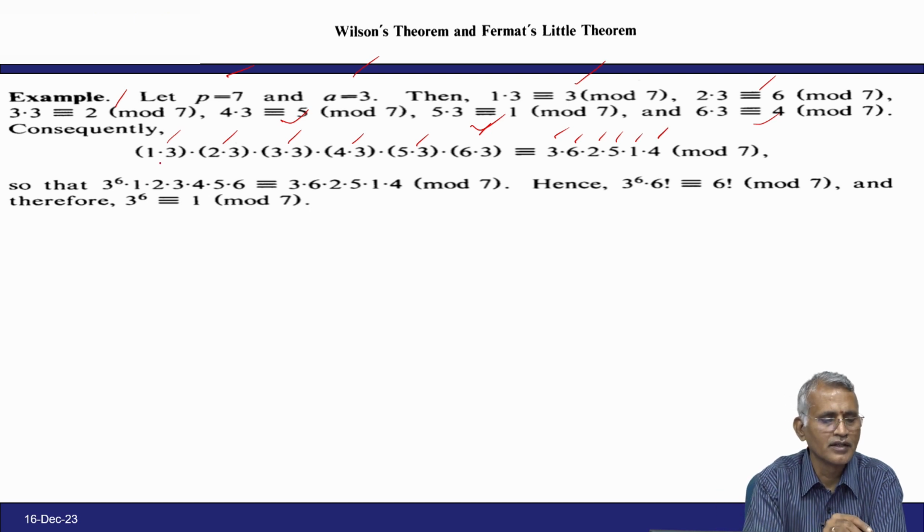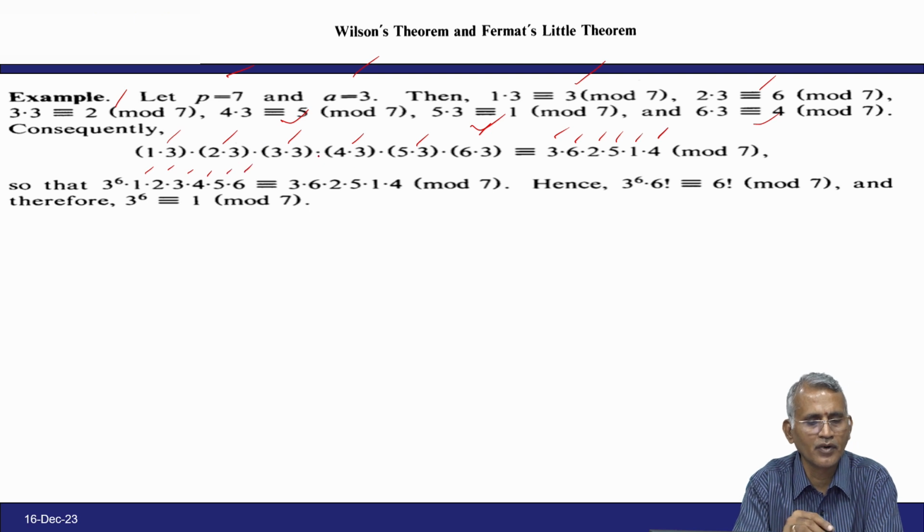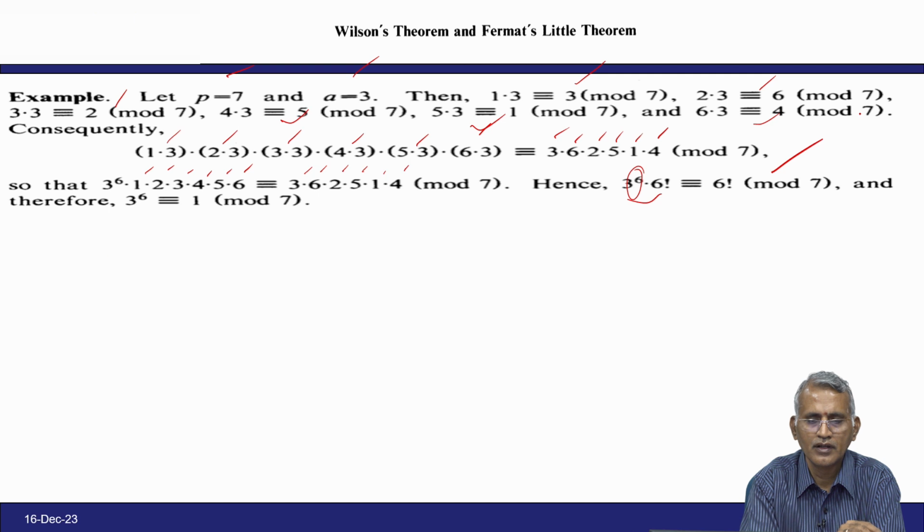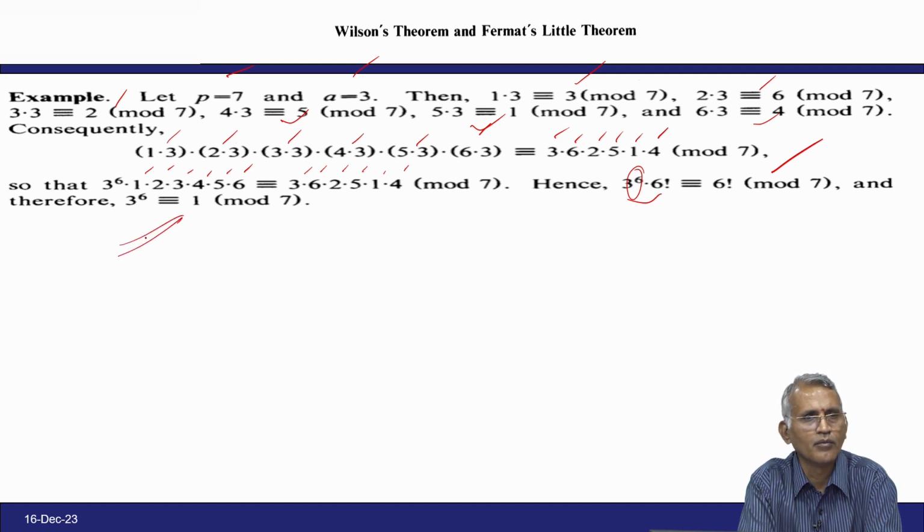So 3 power 6 into 1, 2, 3, 4, 5, 6 is congruent to the corresponding 3, 6, 2, 5, 1, 4 under modulo 7. Hence, 3 power 6 into 6 factorial is congruent to 6 factorial under modulo 7. Therefore, 3 power 6 is identically equal to 1 modulo 7. This way we can verify Fermat's Little theorem using the example.